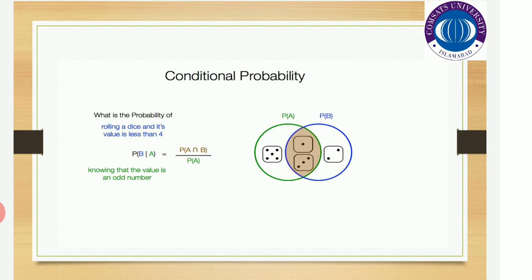So by applying conditional probability, probability B given A is equal to probability A intersection B divided by probability of A, which would be equal to probability A intersection B, 2 by 6, and probability of A, 3 by 6. It would be equal to 2 by 3.